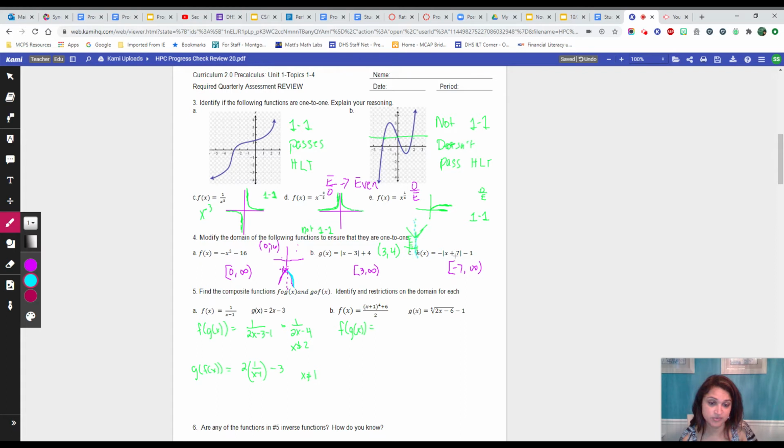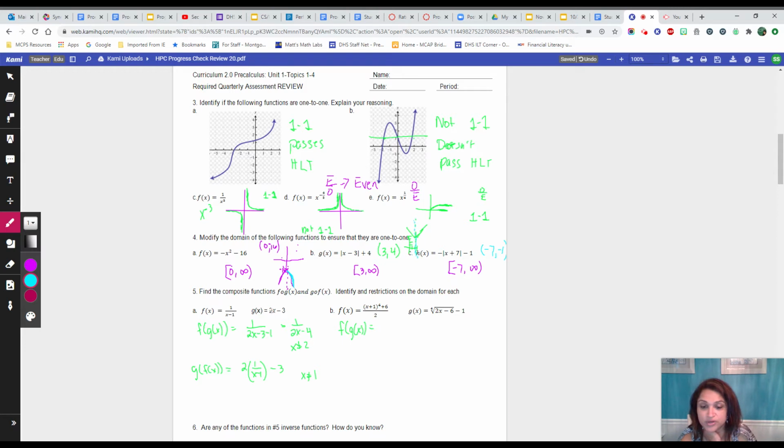Same thing with this. This is move left 7 and down 1. So my restriction is going to be from negative 7 to infinity. So again, my vertex here is negative 7, negative 1. That negative 1 doesn't really matter. So you're just going to be using this x coordinate because you're looking at the x values. You're modifying the domain, so you're only looking at the x value.